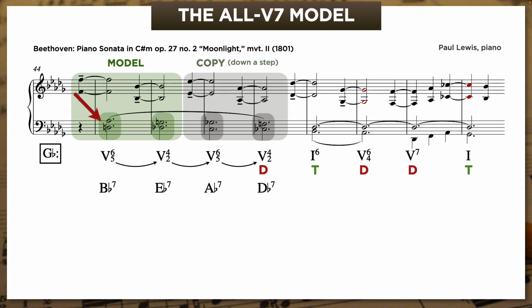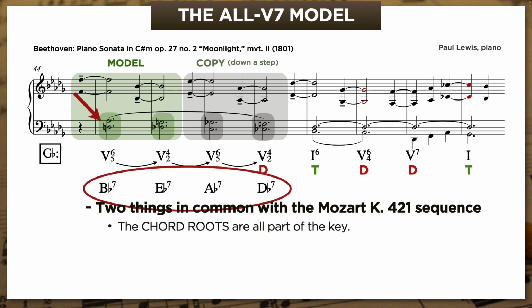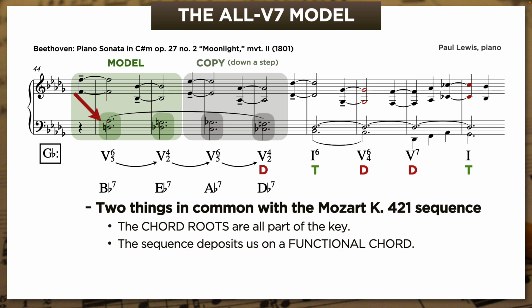Now, this example has 2 things in common with the Mozart. One, the chords of the falling fifth sequence may be chromatic, but the chord roots themselves are all part of the prevailing key. And number 2, the sequence itself has a functional off-ramp. It deposits us on a functional chord in the surrounding key. Here it was tonic, in the Mozart it was 6.